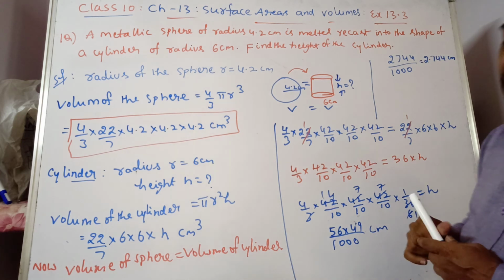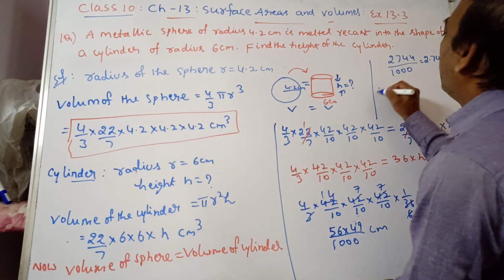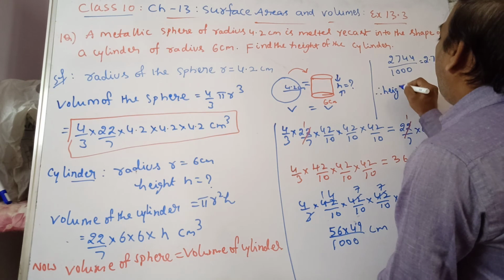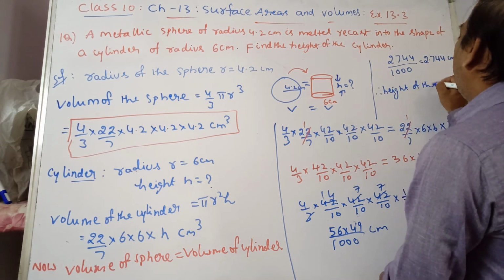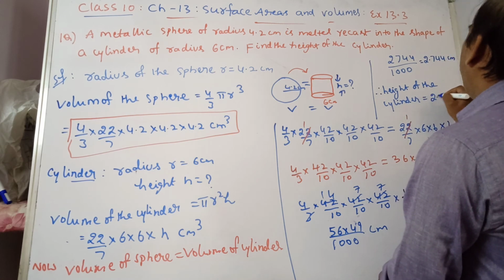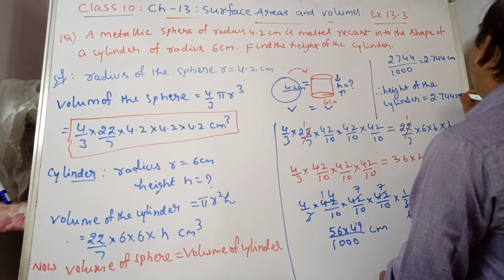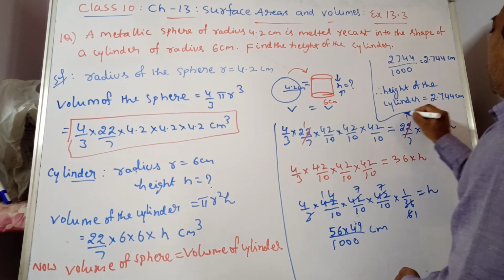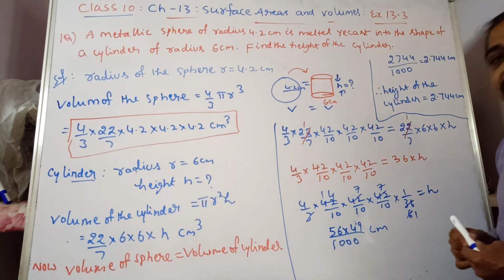Centimeter. Therefore, the height of the cylinder is equal to 2.744 centimeter. Approximately we can write it as 2.7 centimeter.